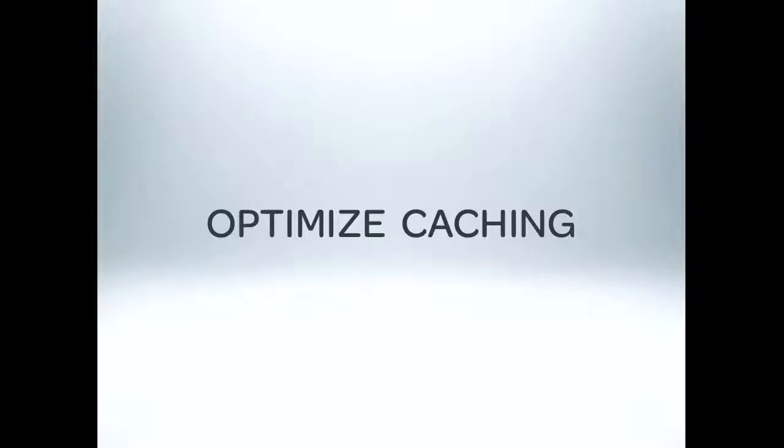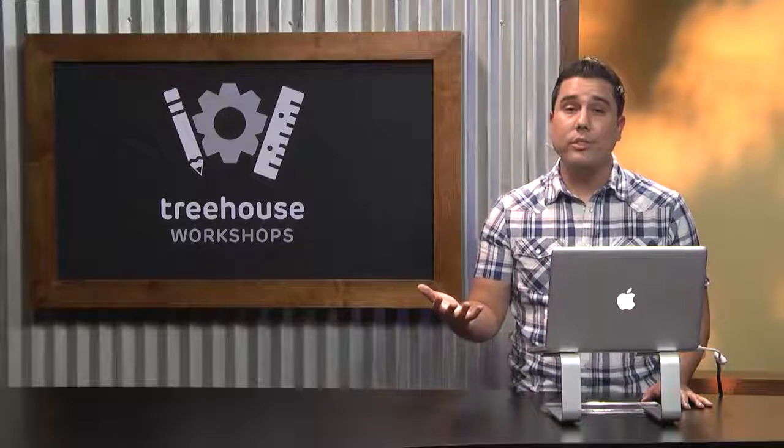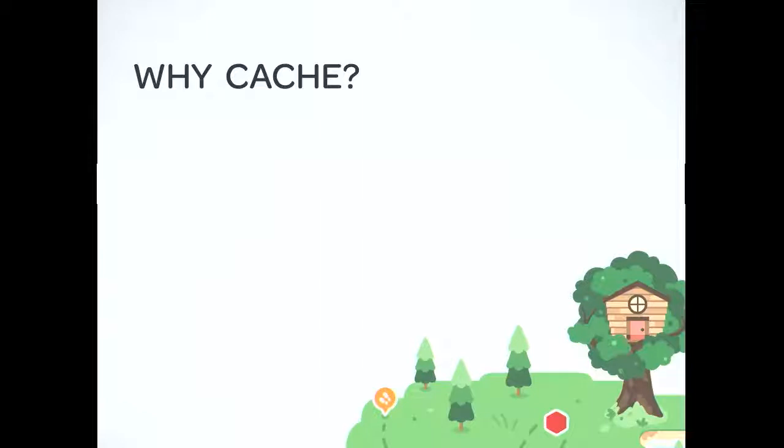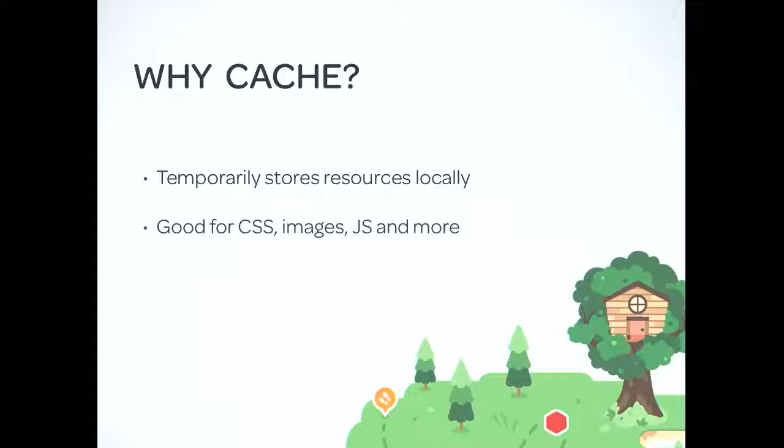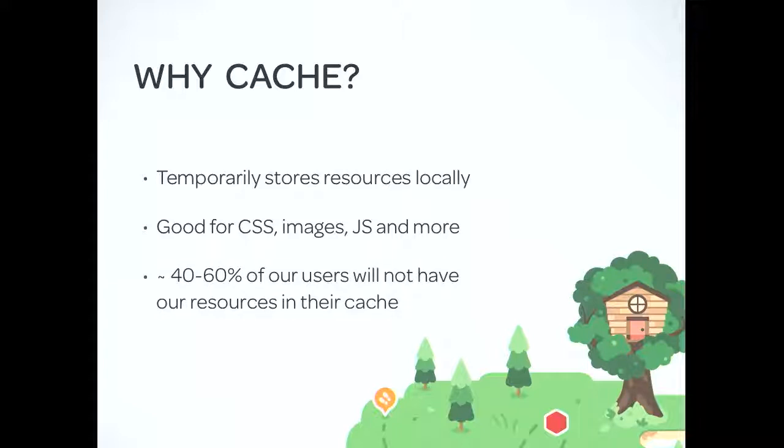So we know that every HTTP request has an overhead associated with it. Caching stores our resources in a temporary local location to improve performance. So it's much faster to load a resource from the local cache than to do another request to the server over the network. This is good for static files like CSS, images, JavaScript files, and so forth. It's also said that an estimated 40 to 60% of daily users of our sites will not have resources cached in their browser. So making our page fast for these first-time visitors is key to a better user experience.